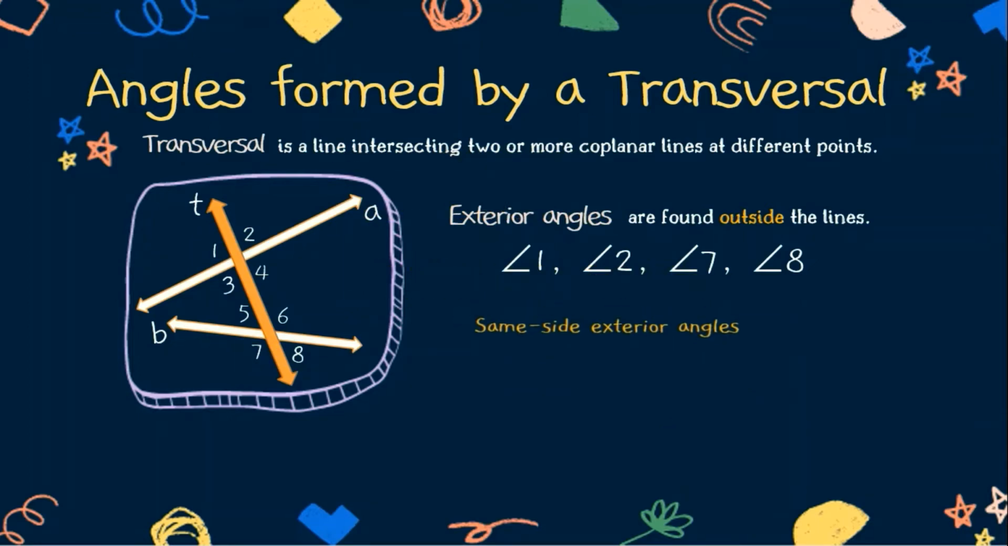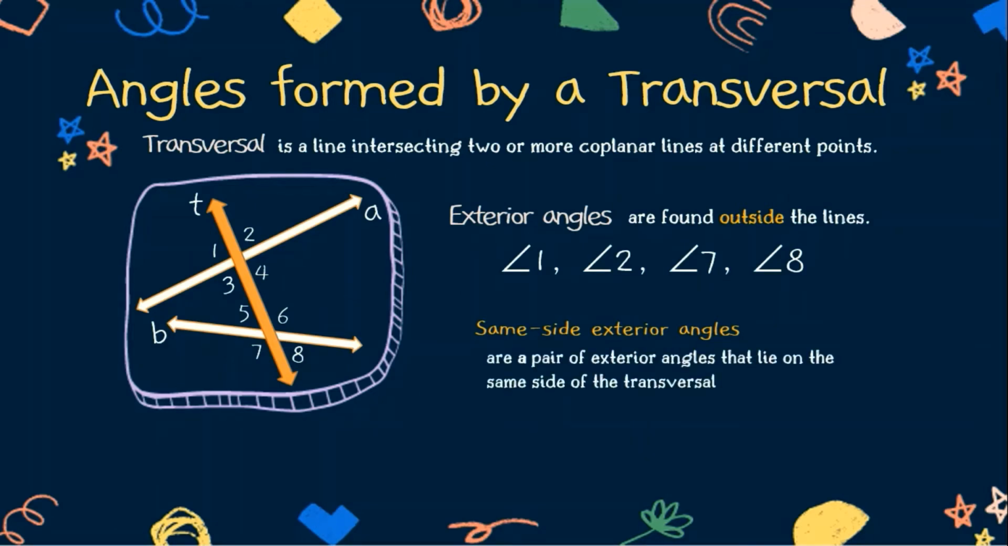Next, we have same side exterior angles. This is a pair of exterior angles that lie on the same side of the transversal. Kung yung alternate ay opposite side, isang left at isang angle from the right side. Pag same side naman, parehong left at parehong right. Exterior angles lamang yung ating tinutukoy, so hindi natin isasama yung 3, 4, 5, 6 na mga angles.